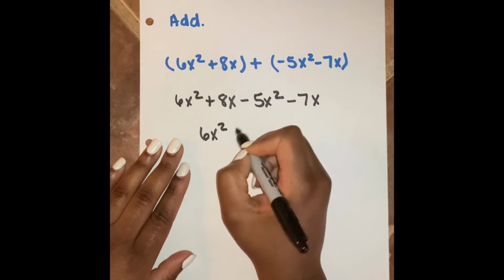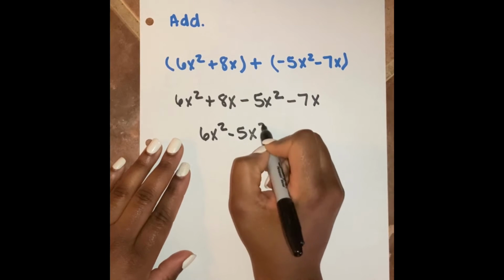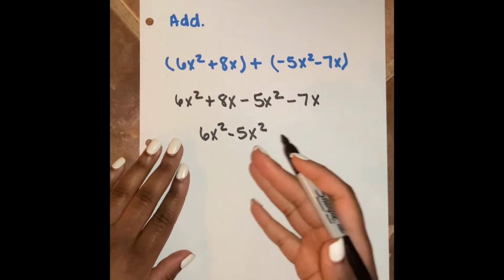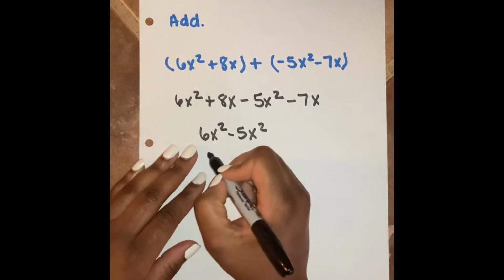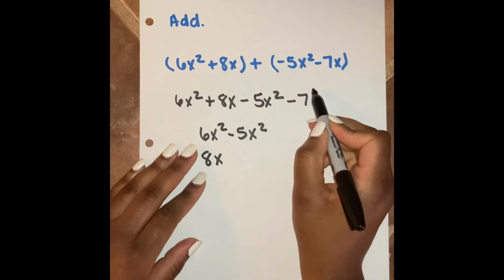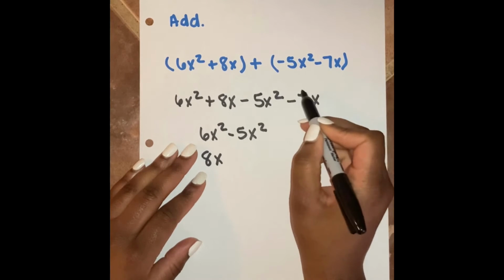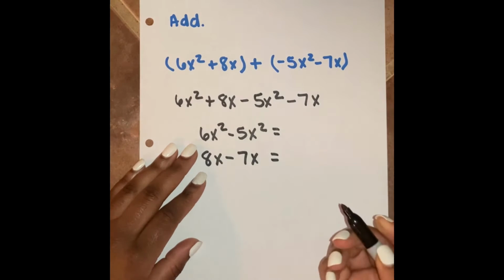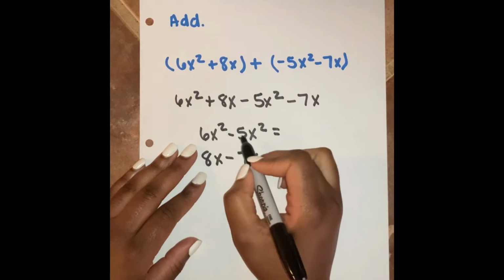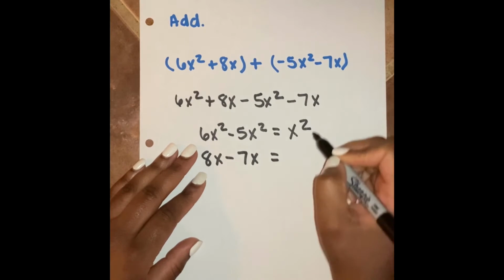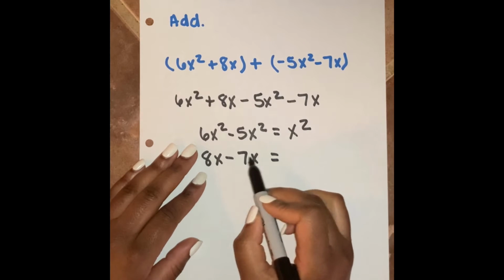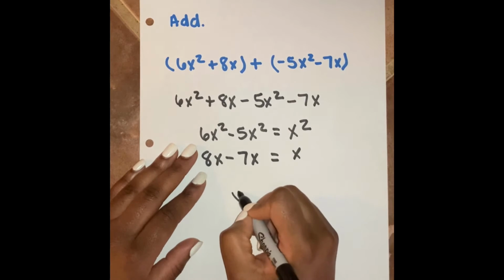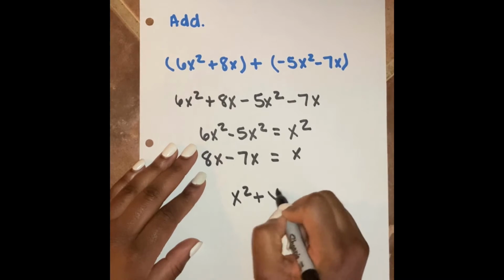We have 6x squared minus 5x squared, and we're going to take that sign that's in front of whichever term we are trying to put together. And here, the same way, we have 8x, and we're going to bring this 7x, the negative that comes with it, and then we're just going to subtract. So we have 6x squared minus 5x squared leaves us with x squared, and 8x minus 7x leaves us with x. So our answer is x squared plus x.